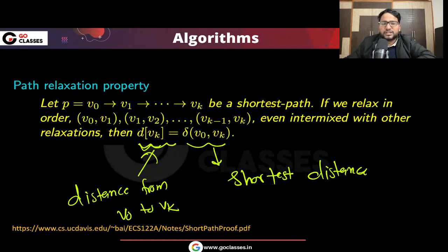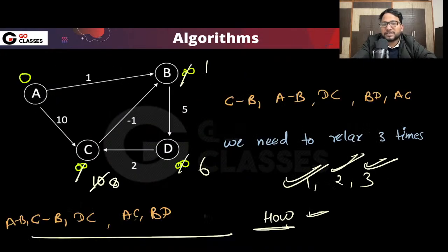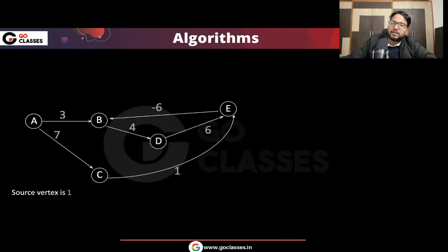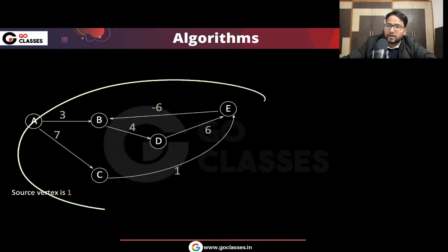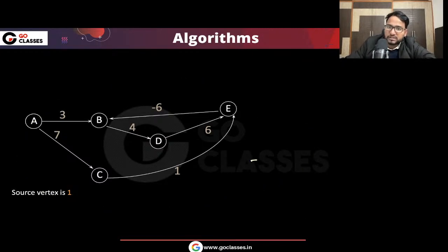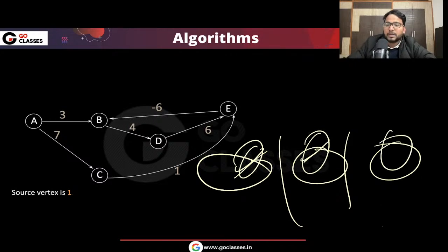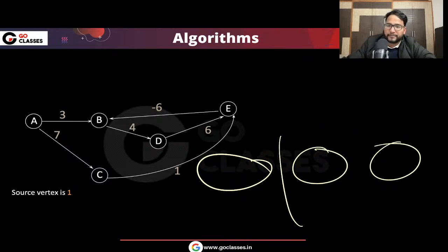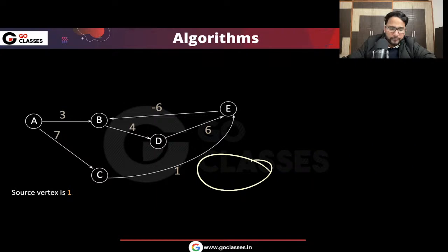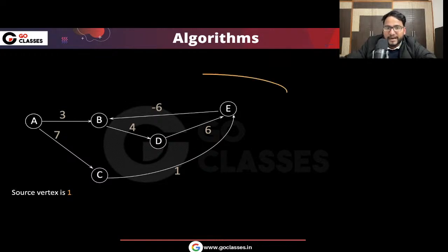So this was the proof of the Bellman-Ford algorithm, why the Bellman-Ford algorithm works. Basically, you can relax in any order, but ultimately all of these iterations combined make sure that the shortest path order is maintained. You can pick one edge from here, one edge from here, one edge from here. Now Bellman-Ford also says that if, let's suppose, there is a negative edge, right?